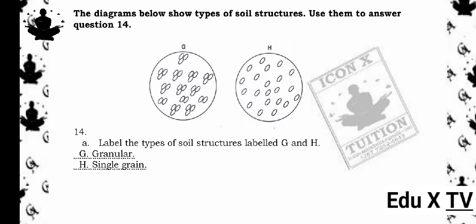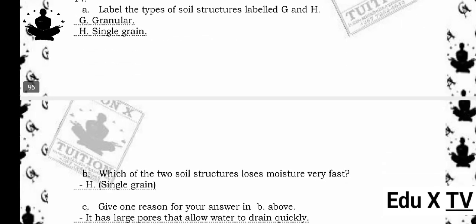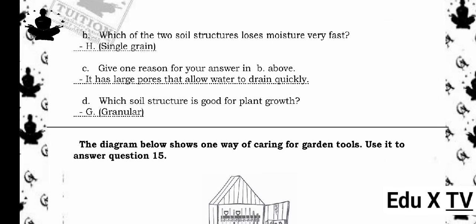The diagrams below show types of soil structures. Use them to answer question 14. 14. A. Label the types of soil structures labeled G and H. G. Granular. H. Single grain. B. Which of the 2 soil structures loses moisture very fast? H (single grain).